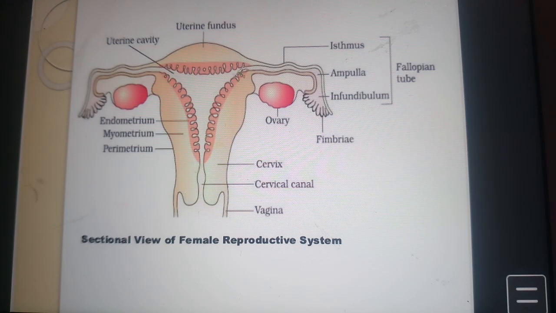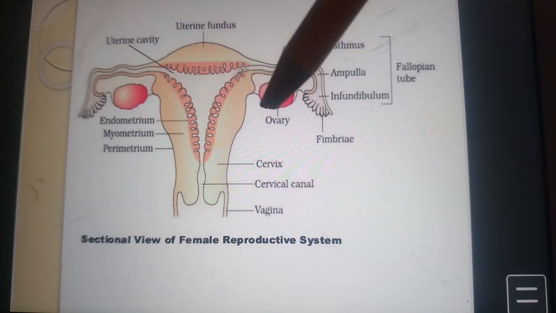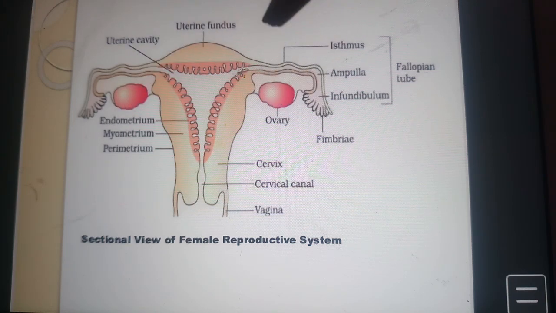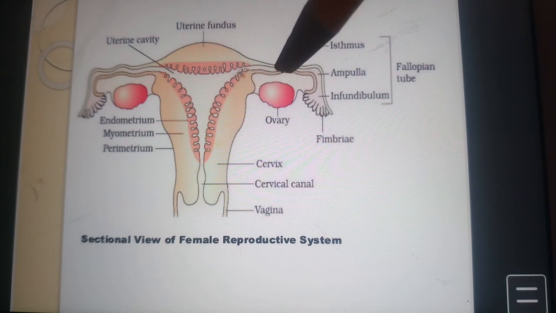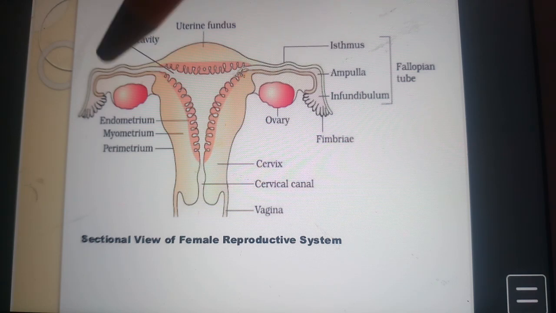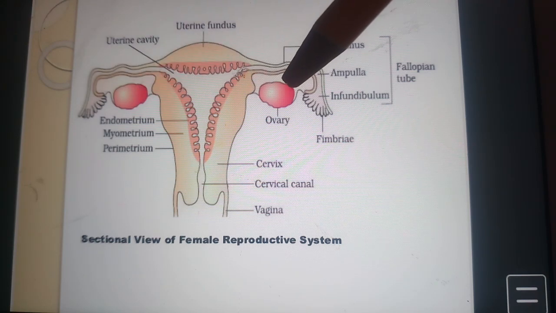Here, can you see the pink structures? These are a pair of ovaries. These are the female primary sex organs that produce the ovum. The ovum is the female gamete, and the ovaries also secrete several steroid hormones.